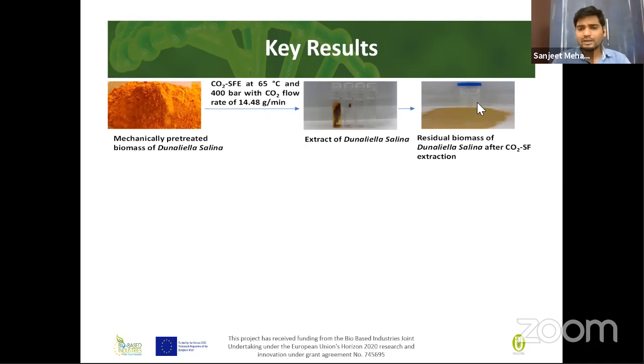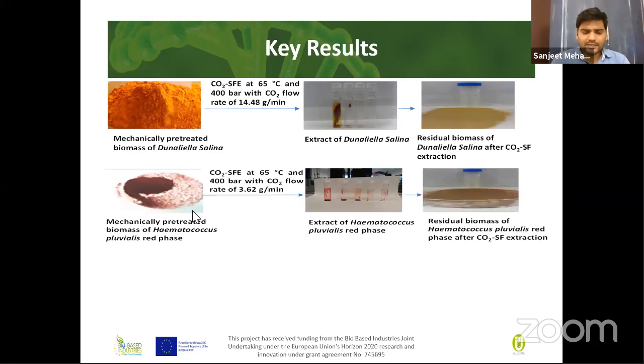And most of the pigments or compounds were extracted, which can be seen from the exhausted biomass after the extraction. Here we can see that in the first extract, most of the extract was collected and the content is in the vial, while in the second extract, only a little bit of extract was accumulated.